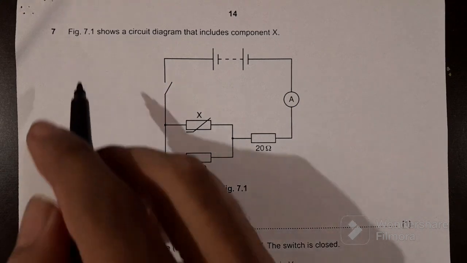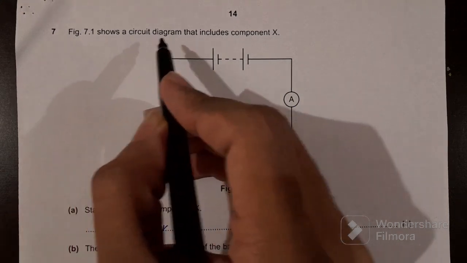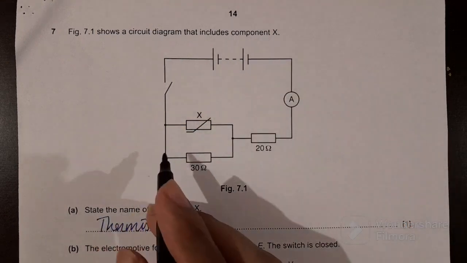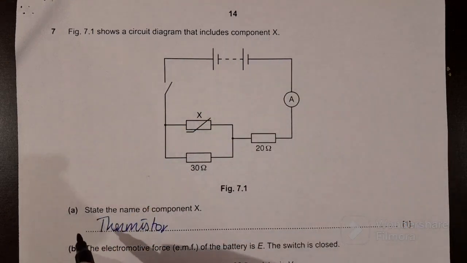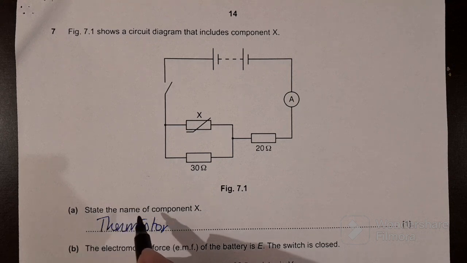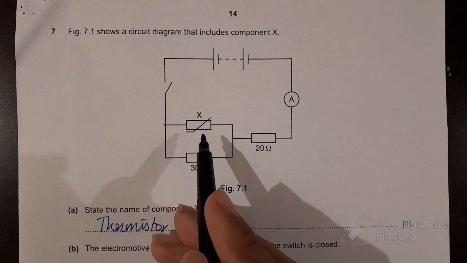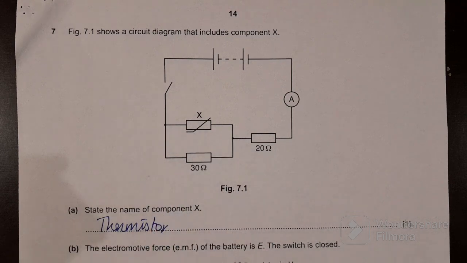Question 7 states figure 7.1 shows a circuit diagram that includes component X. So this is the figure 7.1. Part A states state the name of component X. So the name of the component X is thermistor. So the answer will be thermistor.